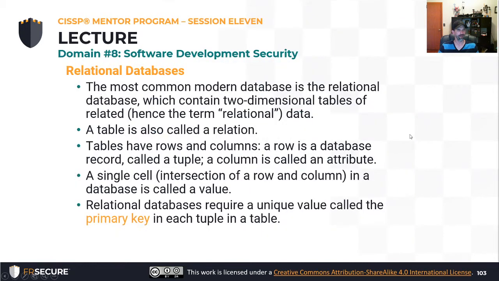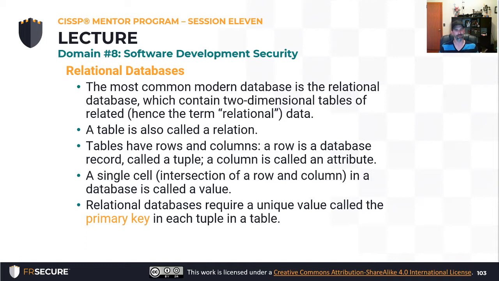Memorize it. Relational database is the most common type of a modern database, and it's got two-dimensional tables, hence the relational term. The table itself is also called a relation. They have rows and columns. A row is a database record, or also known as a tuple, and a column is called an attribute. And like with all good IT things, we want to make this as confusing as possible, so we have 50 different ways to talk about this.